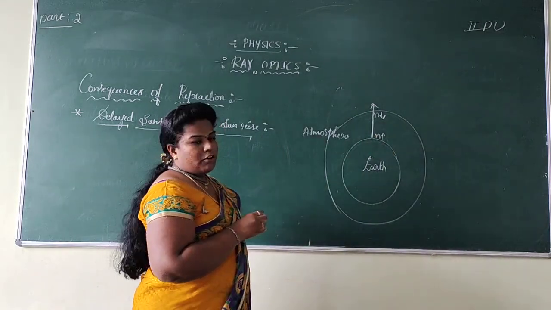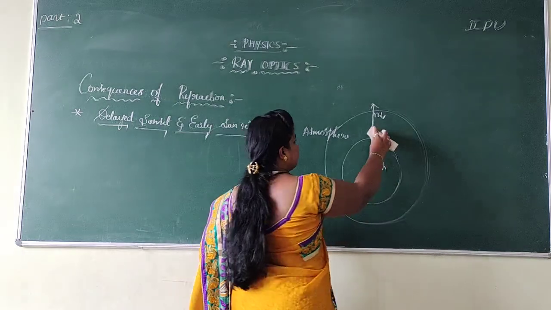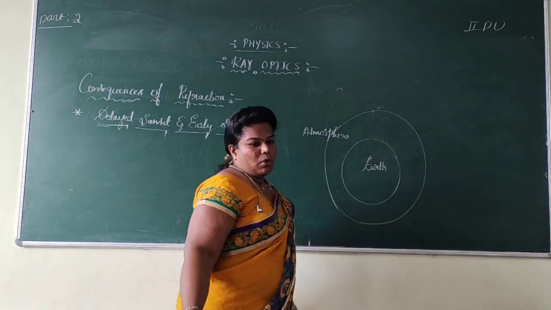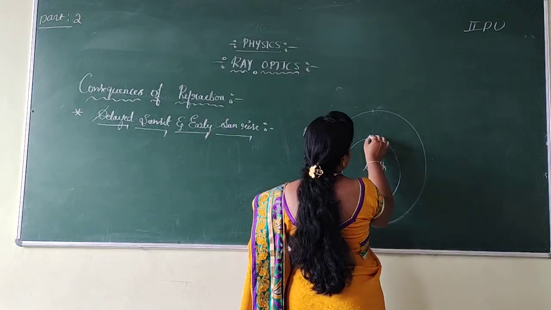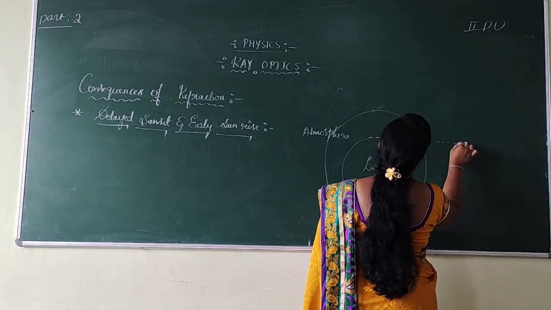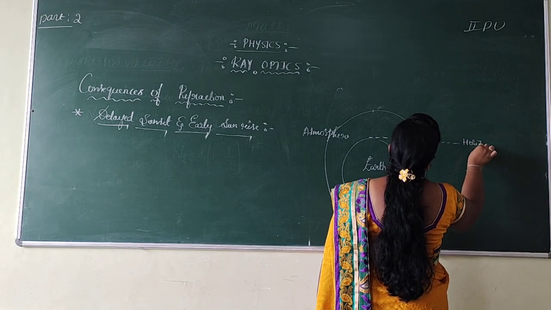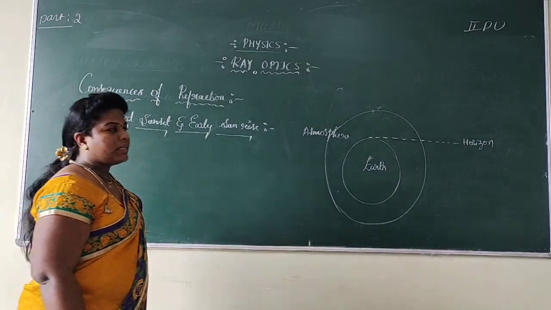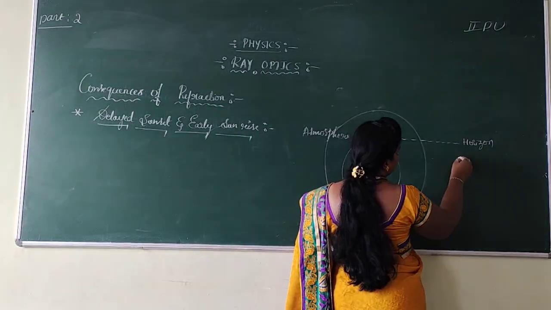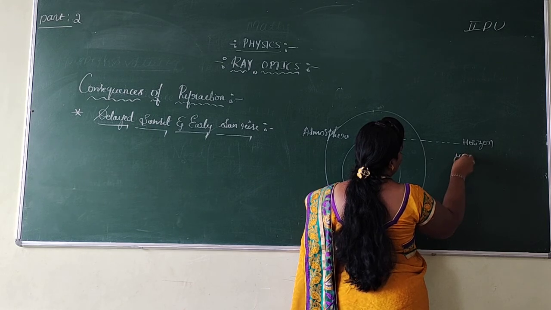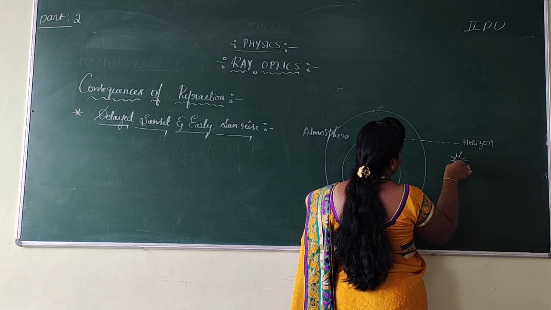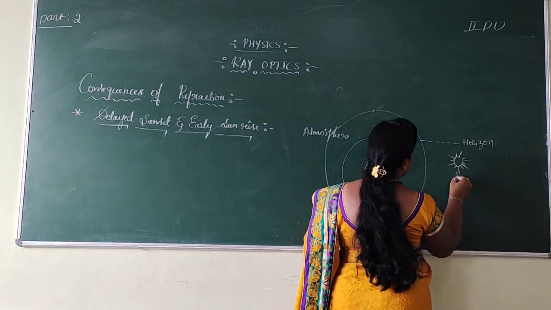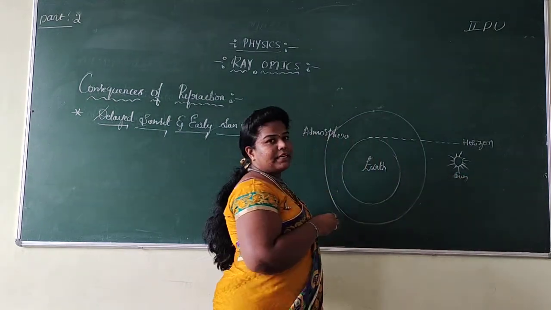For my explanation, I am just going to consider a horizon here. So I am writing the horizon. I am discussing early sunrise and early sunset, so I am just going to place the sun here. Right, the sun is here. Now, the rays of light from the sun.